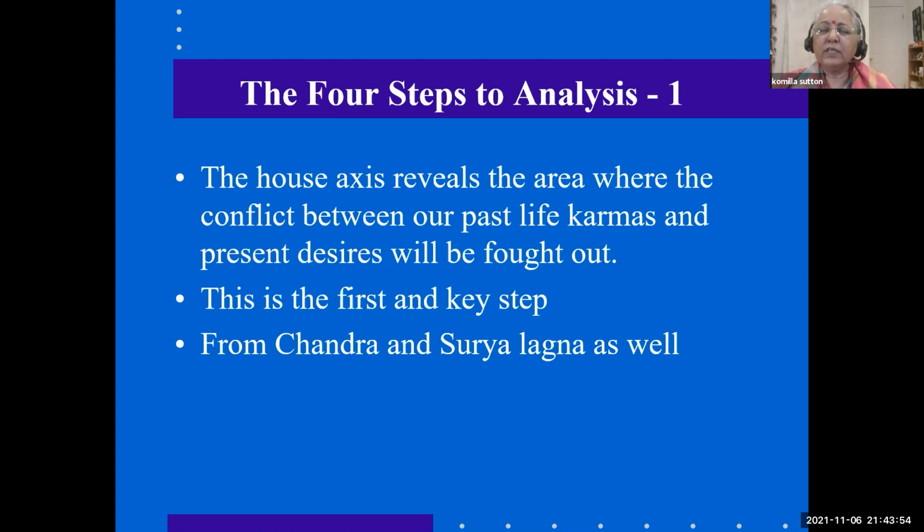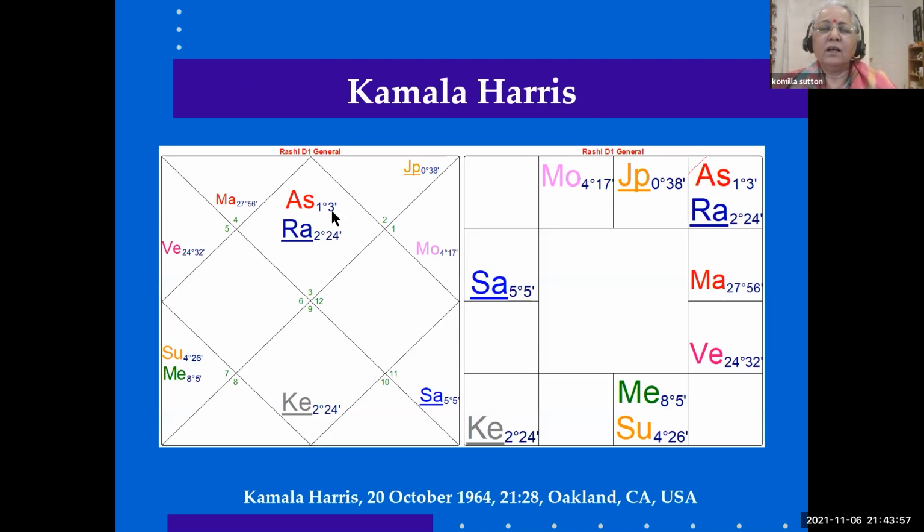You can look at it from Chandra and Surya Lagna as well. From her Chandra Lagna, Rahu is in the 3rd house, Ketu is in the 9th house. The 9th house would be the house of father, also Guru. And from her Surya Lagna, it's the opposite, because she's born with almost a full moon, just before full moon. So she has the 3rd and 9th house axis. And definitely, her parents divorced at a young age, and so she stayed more with the mother. And the 9th house is also education and learning.